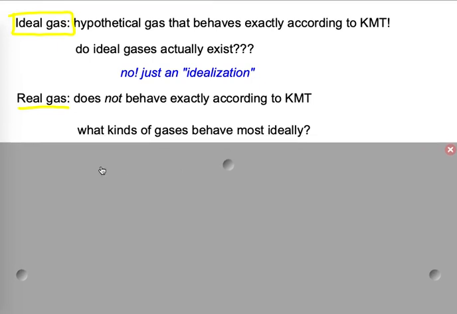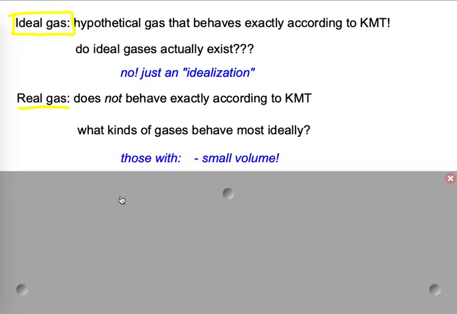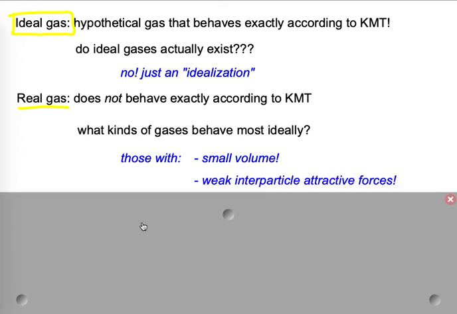But we can ask the question, what kinds of gases behave most ideally? Meaning, what properties of gases lead them to adhere most closely to the parts of the kinetic molecular theory? Well, if you go back and look at those again, you'll realize that gases that have small volumes, meaning the particles that make up the gas, the molecules or atoms that comprise the gas, are really, really tiny. And also those gases in which the attractive forces between them are as weak as possible.